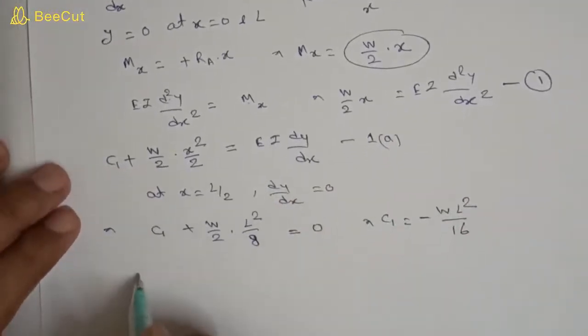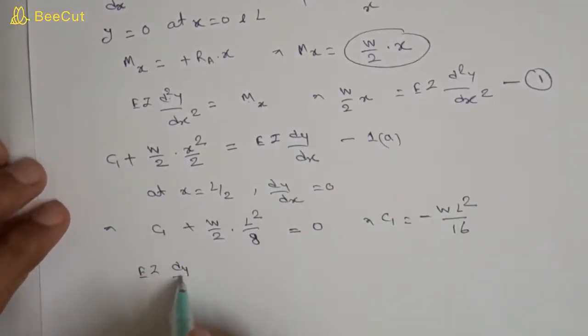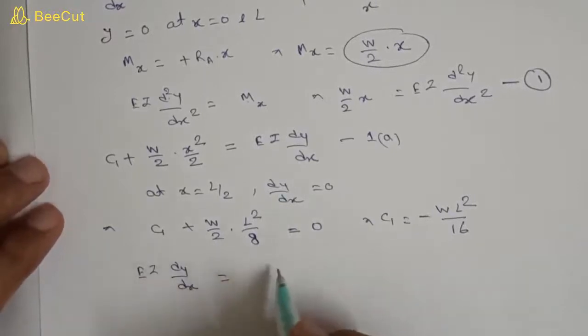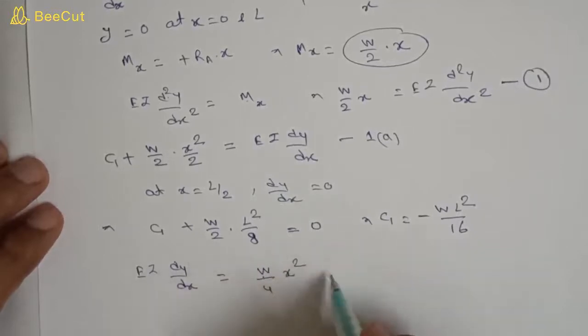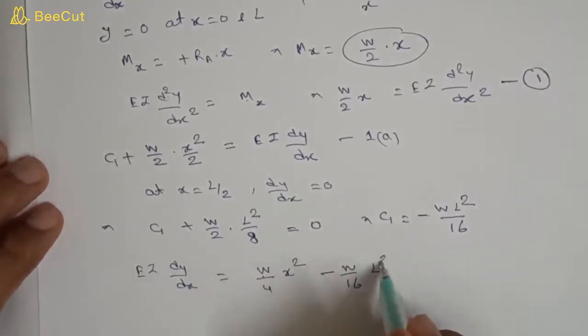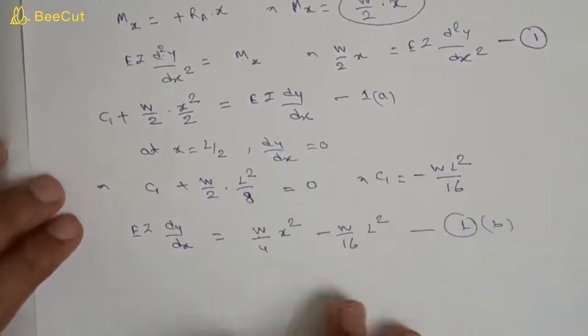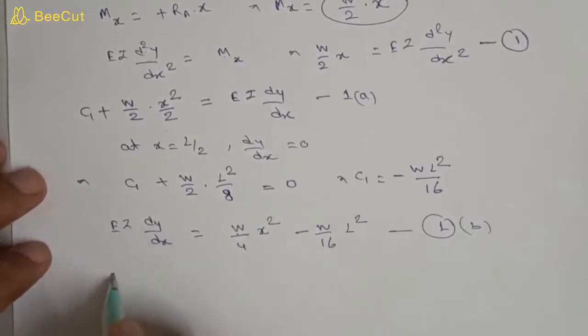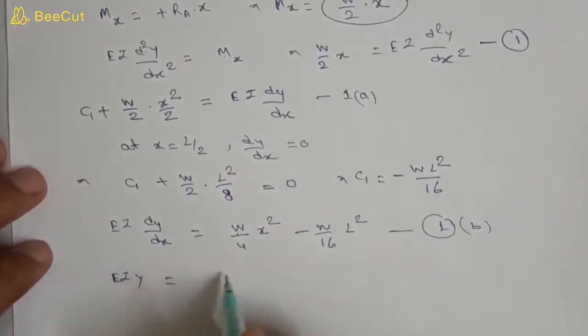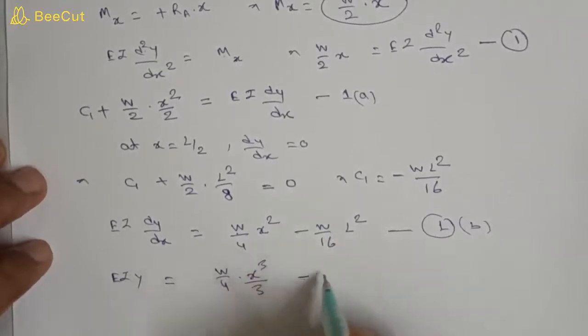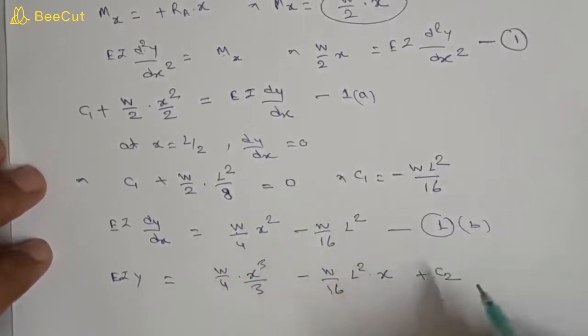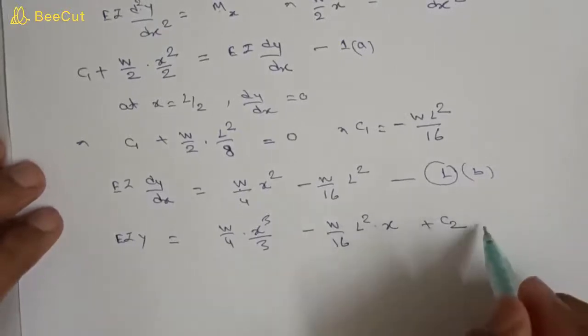So we will get EI dy by dx is equal to W by 4 x square minus W by 16 L square. So this is equation number 1b. If we integrate this equation again, then we will get EIy is equal to W by 4 into x cube by 3 minus W by 16 L square into x plus C2. So this is equation number 2.